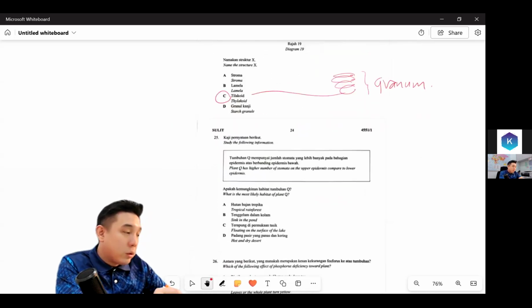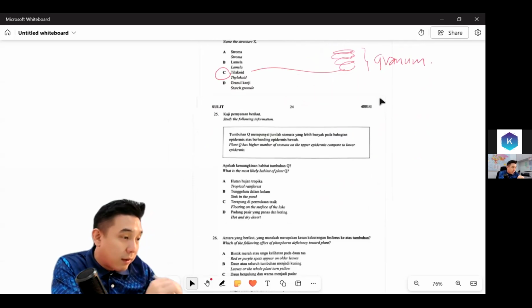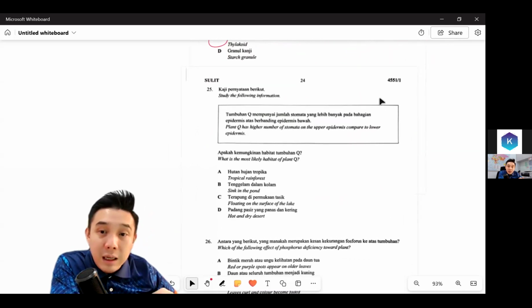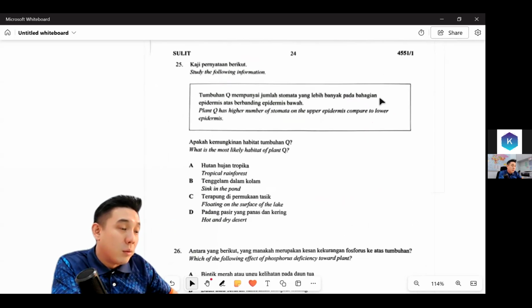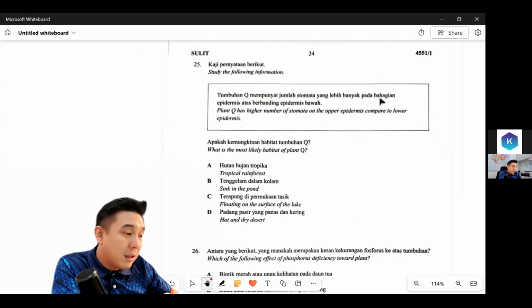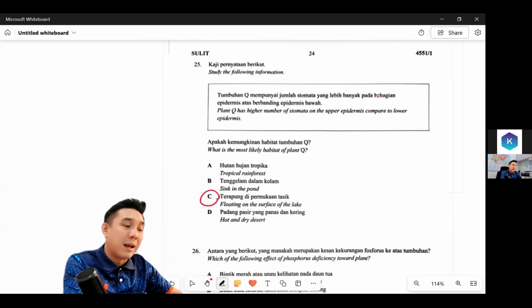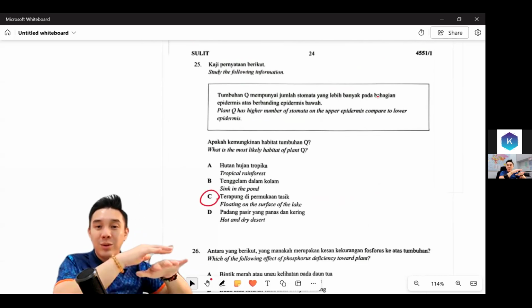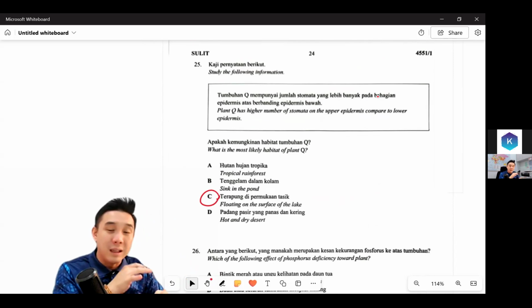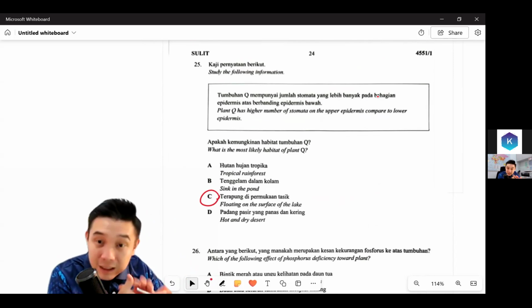Next, question 25. Q has a higher number of stomata on the upper epidermis. So from this sentence alone, we know it is a floating plant, so it won't be covered by water underneath. Okay.